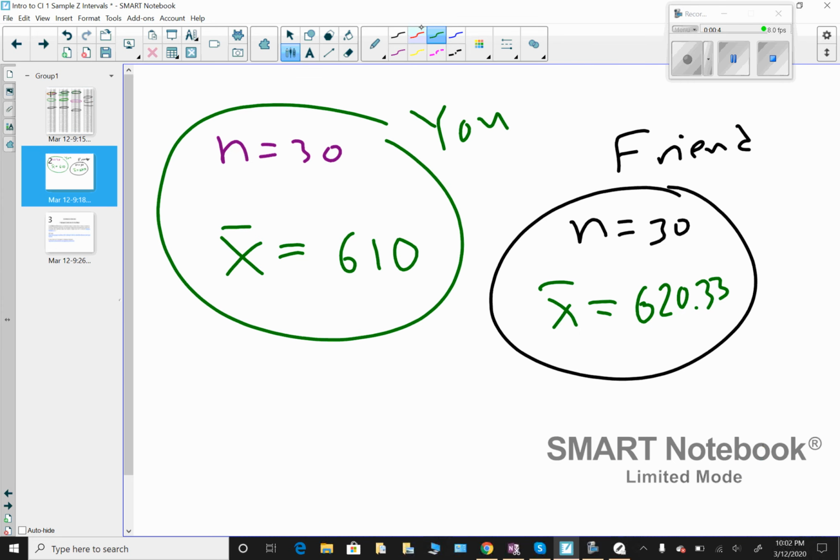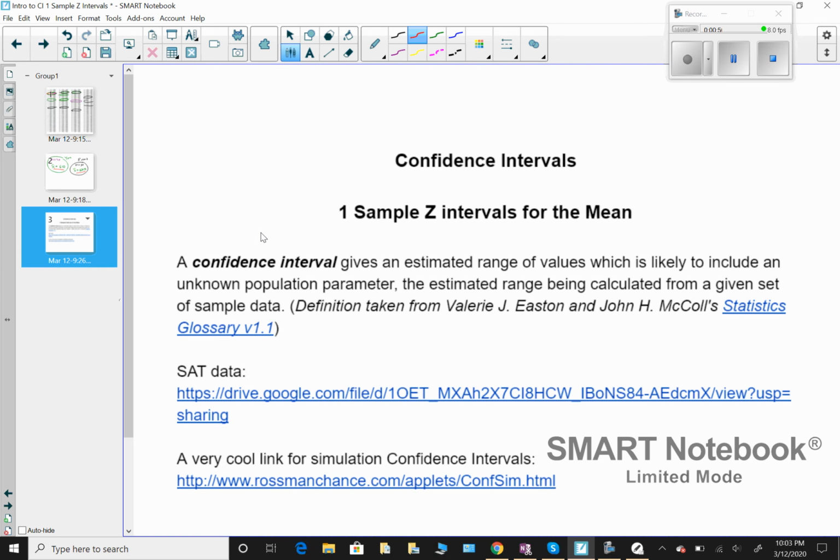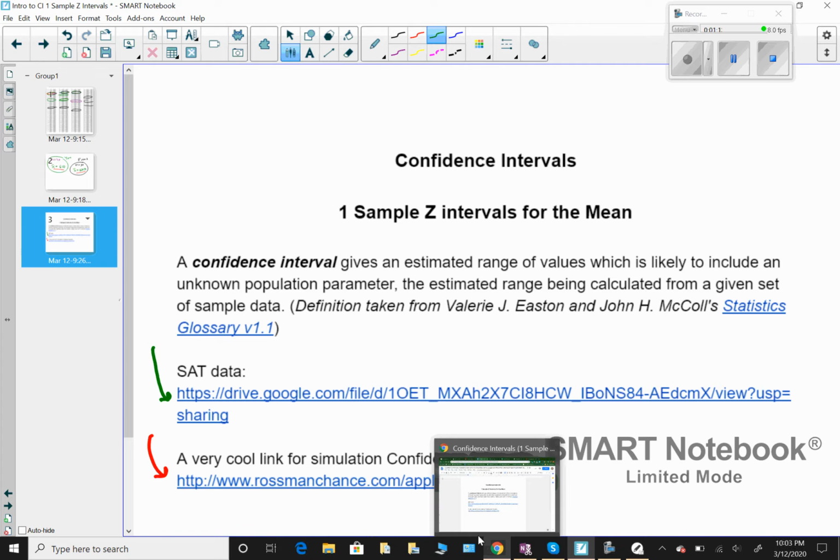And the problem these two people have, these friends have, you and your friend have, is that you have different means for your samples. So it turns out we can build something called a confidence interval. And to do that, we're going to look specifically at this website down here that helps us to simulate what a confidence interval is. And then we'll learn how it's made. So I happen to have that link open. Just for reference, this link here with the green arrow is the SAT data if you are so inclined. So let's go to this website I mentioned.